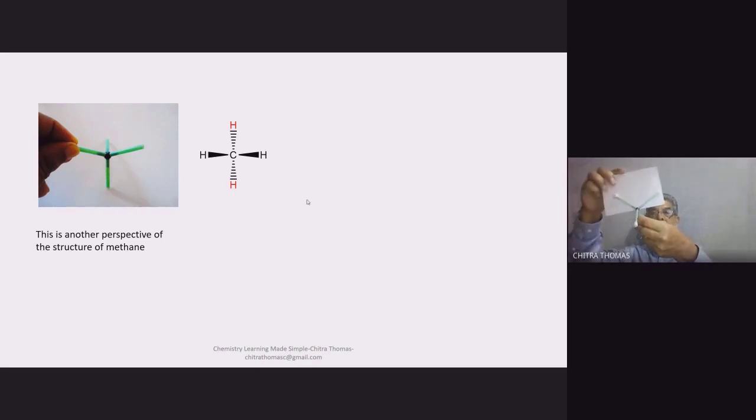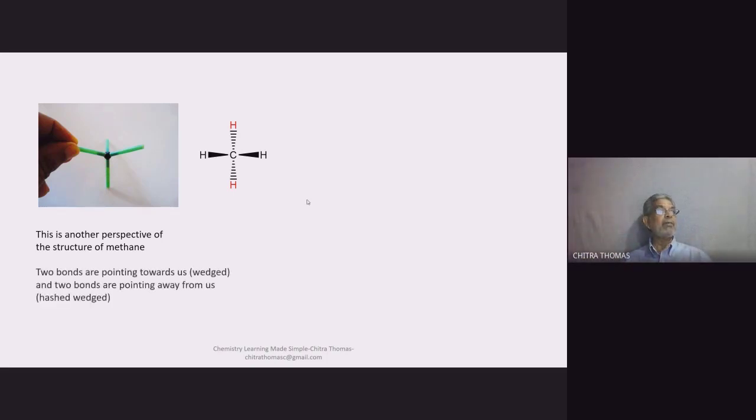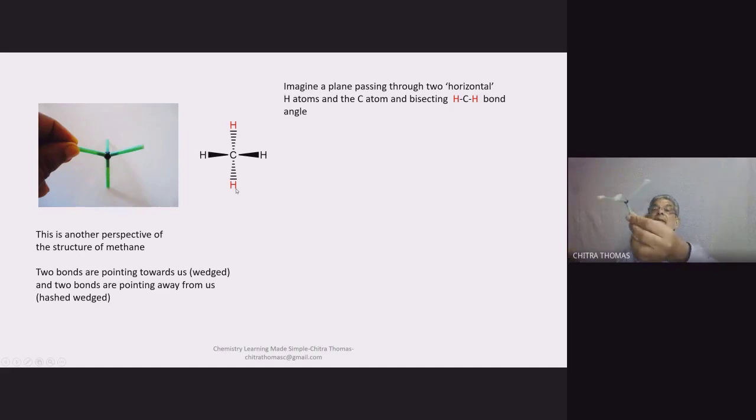1, 2, 3. Imagine this. This will contain this, and you will bring it here. This will bisect the hydrogen, carbon, hydrogen bond angle. This is the model. I will show it in the diagram. The two bonds are pointed towards us and two bonds are pointing away from us. Imagine a plane passing through the two horizontal hydrogen atoms and the carbon atom and bisecting the hydrogen, carbon, hydrogen bond angle.